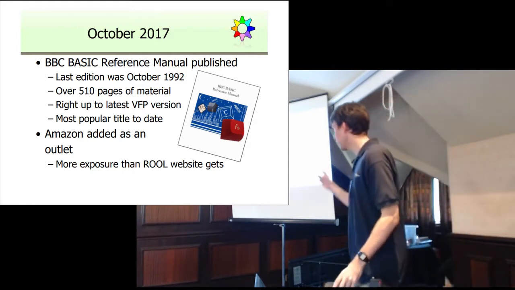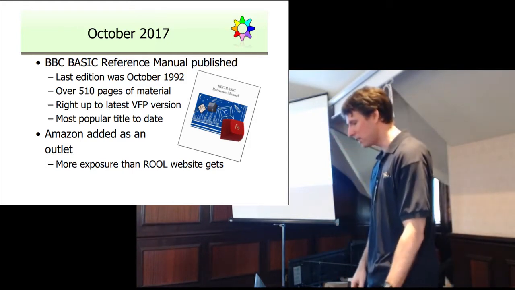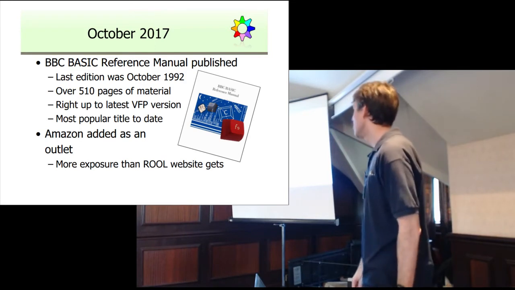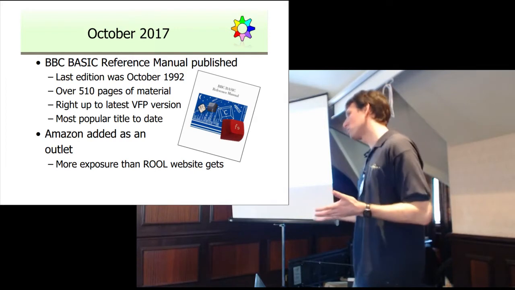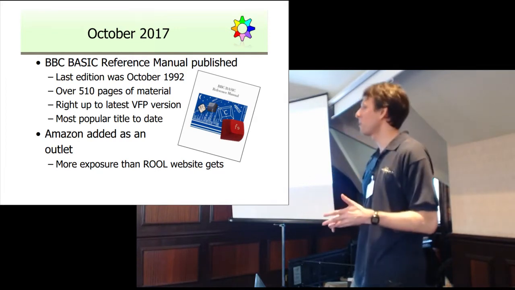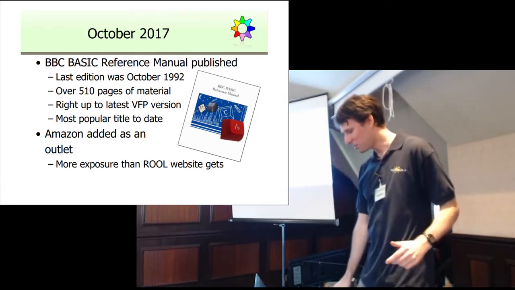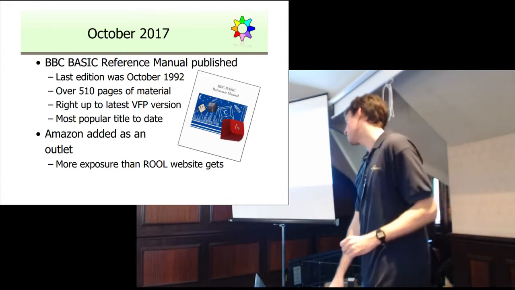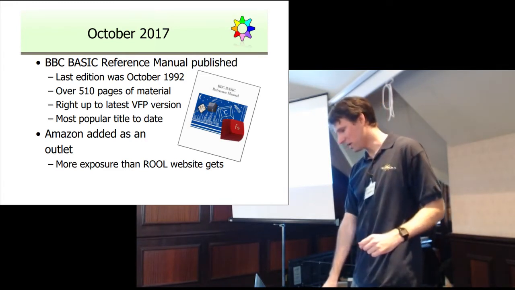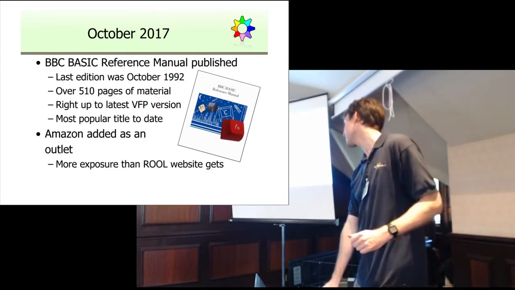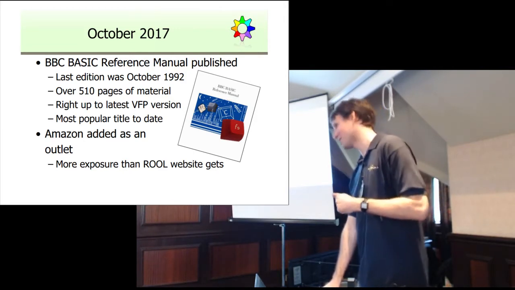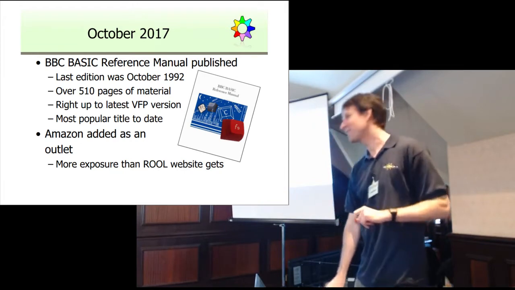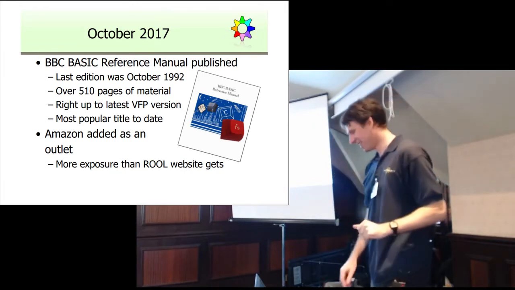And it's also the first book where we've managed to convince Amazon to list it on their website. I know a lot of people go to the ROOL website. I think more people probably go to Amazon. So it's been a very useful bit of exposure for RISC OS titles. Now that it was briefly about the 15,000th most popular book on Amazon for about a day. I think that was someone bought 2.